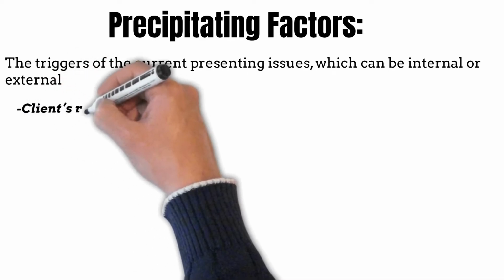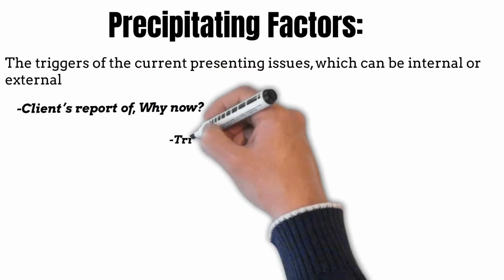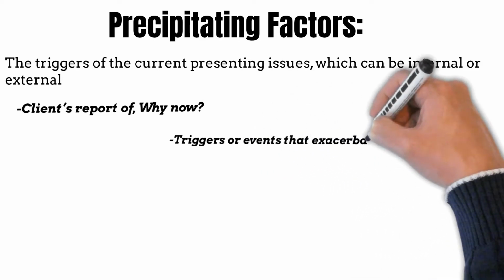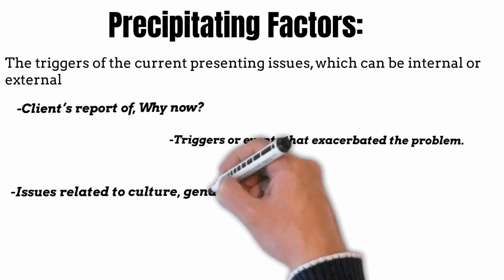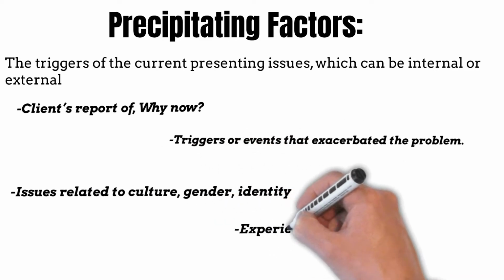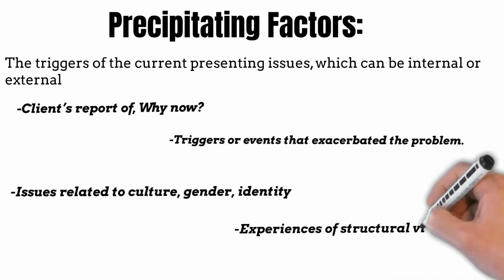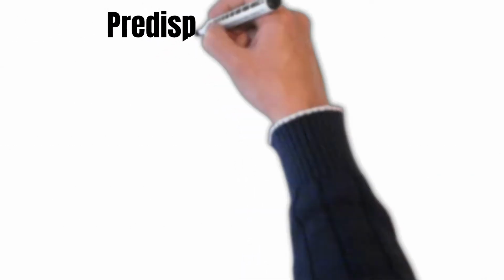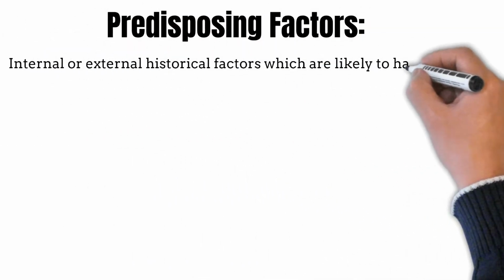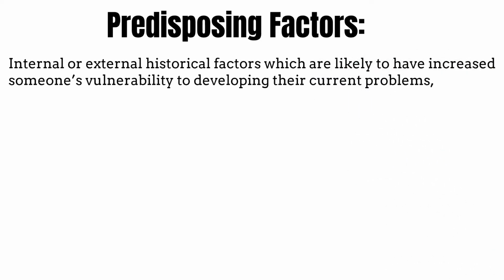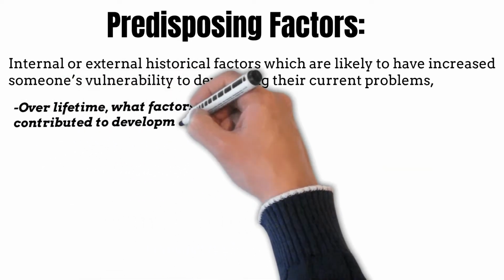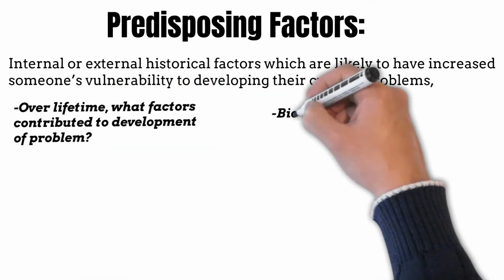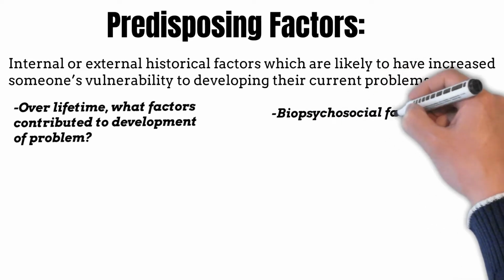Things to consider are the client's report of why now, triggers or events that exacerbated the problem, issues related to culture, gender, identity, and experiences of structural violence. Predisposing factors are internal or external historical factors which are likely to have increased someone's vulnerability to developing their current problems. Things to consider: over a lifetime, what factors contributed to development of the problem?